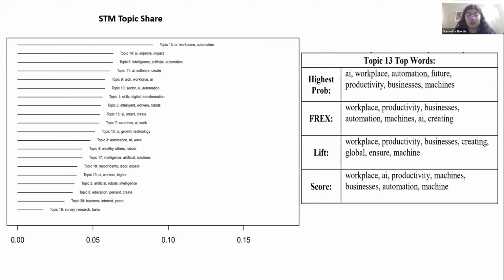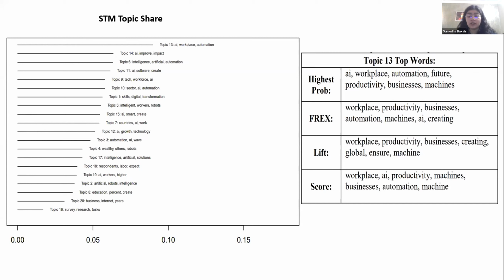So coming to the results, these are the results of the topic modeling. If you can see, the entire set of data was divided into around 20 topics. And the graph is showing the hierarchy of all these topics. So at the top, we have topic 13, followed by topic 14, 6, and so forth. The next table shows topic 13 first, because topic 13 is at the topmost priority.